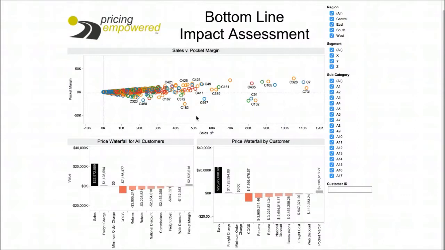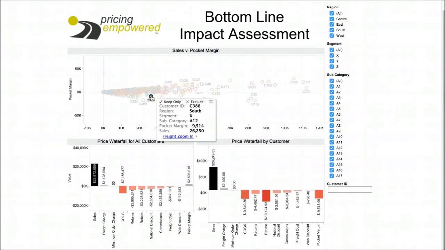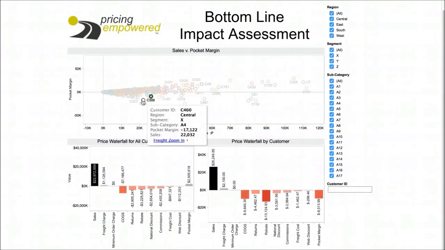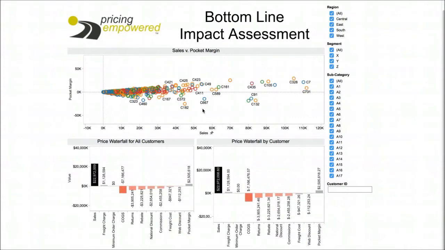This dashboard shows a scatter plot of the sales by pocket margin, and below are 2 price waterfalls, one for all the customers, and then the other changes when a customer is selected in the scatter plot. Here we are looking for customers that have a relatively low pocket margin for their sales. This scatter plot is organized by customers and colored by region.